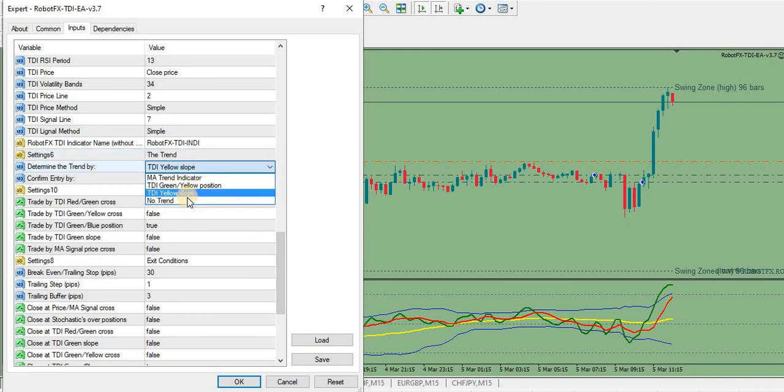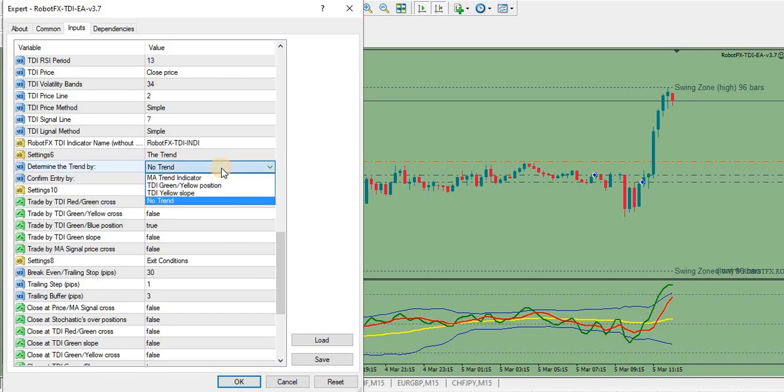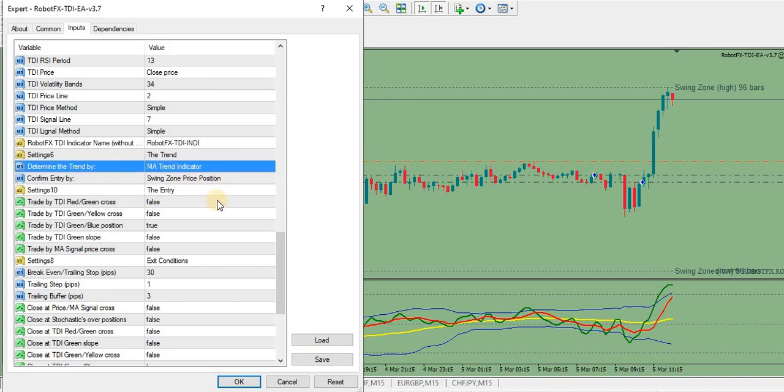The fourth option, there is no trend. Determine the trend by no trend. That means that the expert advisor will not use the trend detector. It will open trades regardless of the trend. If you don't want to use a trend detector, maybe you are sure that in the next few hours the price will move, I don't know, in either direction, and you don't need a trend detector, then set the other settings properly and just wait for that move.